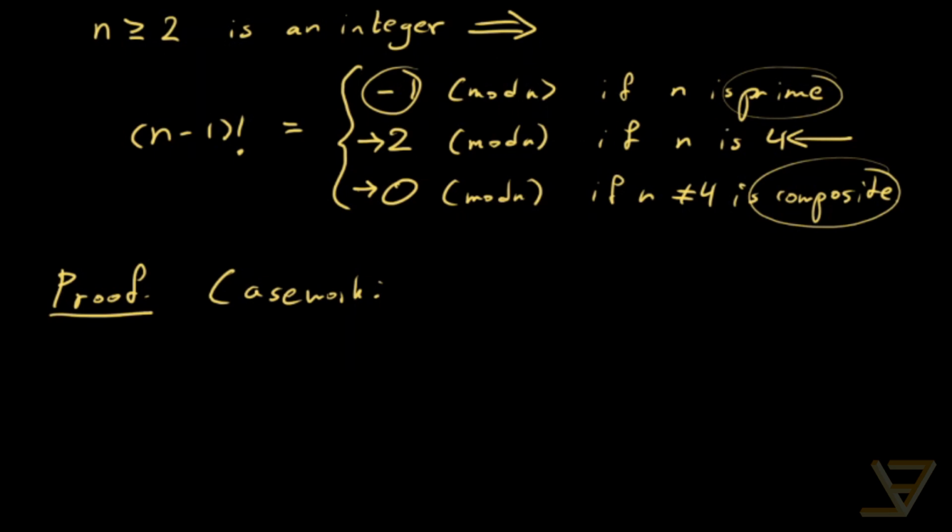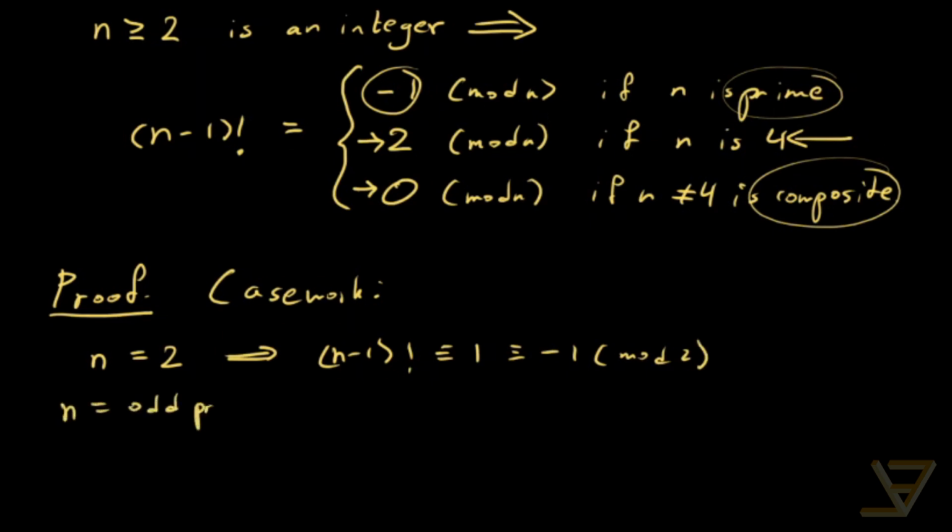in just a second. So first of all, if n equals 2, we're taking care of the even prime first. Then n minus 1 factorial is congruent to 1, which is congruent to negative 1 mod 2. So we're good there. Now let's consider when n is equal to an odd prime. If n is an odd prime, then 1 times 2 times 3 all the way through to n minus 1 has an even number of multiplicands.